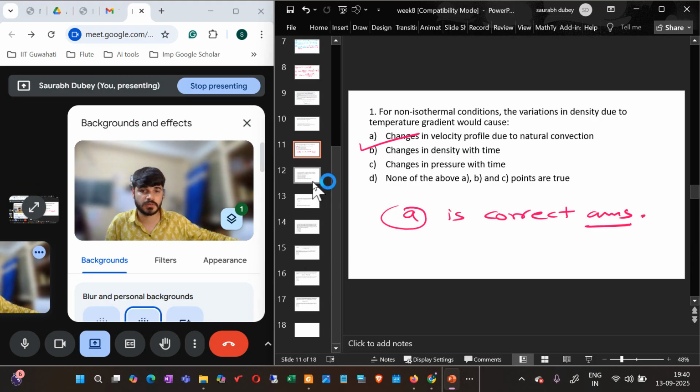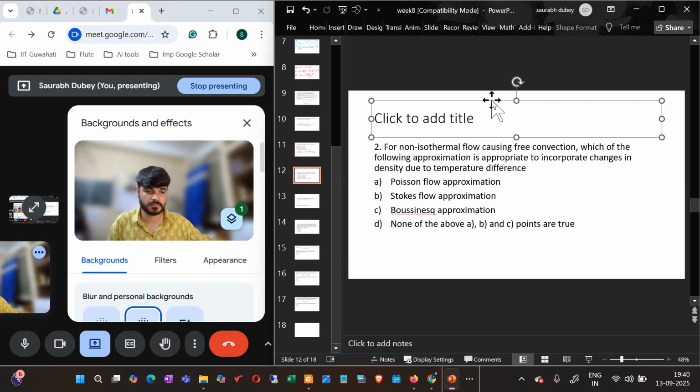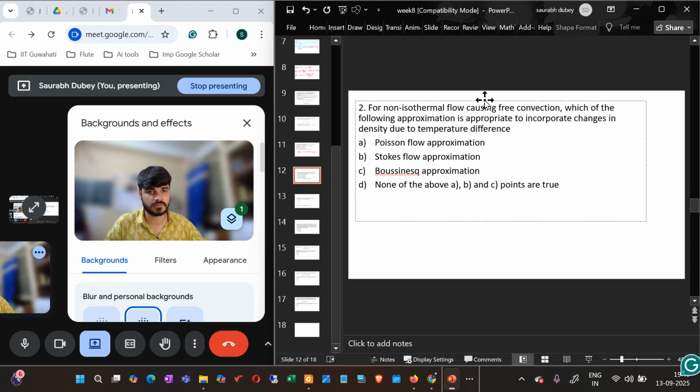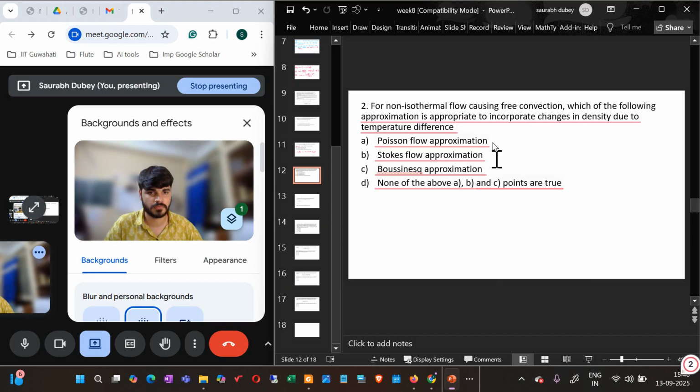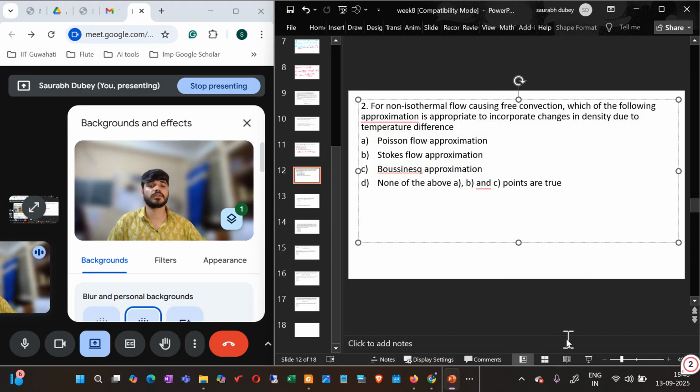Now the next question is, just look at this. For non-isothermal flow causing free convection, which of the following approximations is appropriate to incorporate changes in the density due to temperature difference? Option A is Poiseuille flow approximation. Option B is Stokes flow approximation. Option C is Boussinesq approximation. Option D is none of the above.